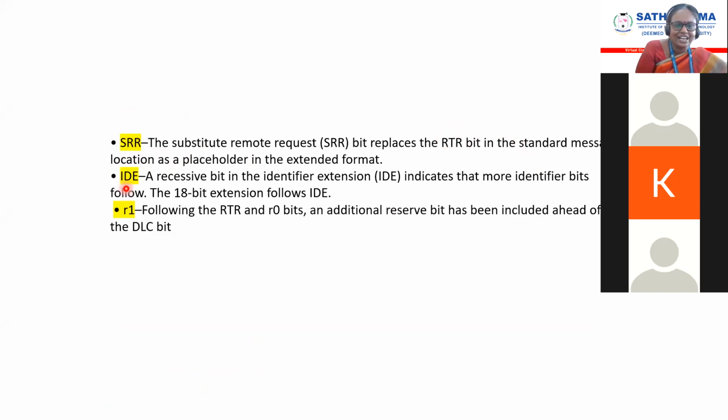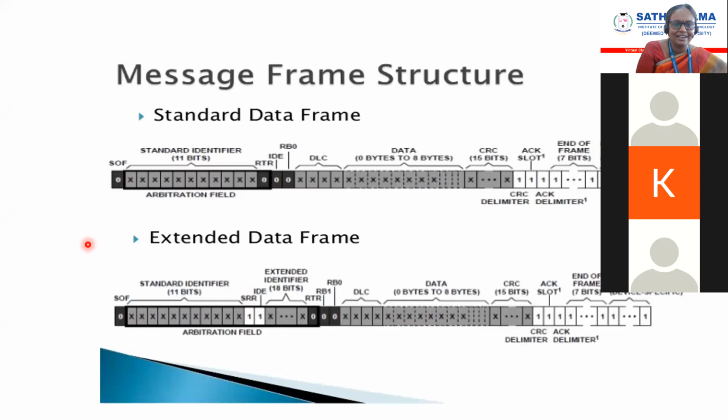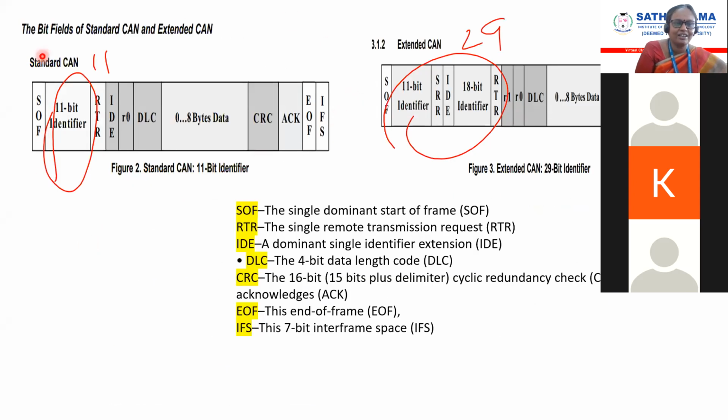Then I told you the identifier extension bit is only for extended CAN. An additional reserved bit is there, R1. DLC means data length code. You have to remember these fields very well: start of the frame, end of the frame, then interframe space, then data length code, data bits, identifier, remote transmission request, and substitute remote request. Both formats are the same; the only difference is 11-bit versus 29-bit identifier.